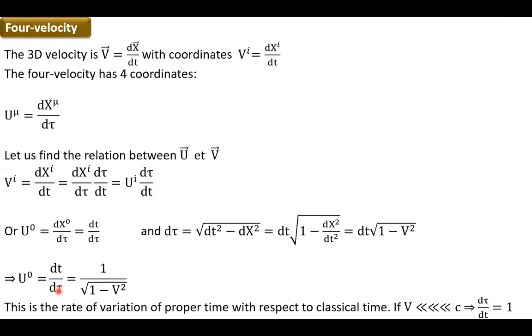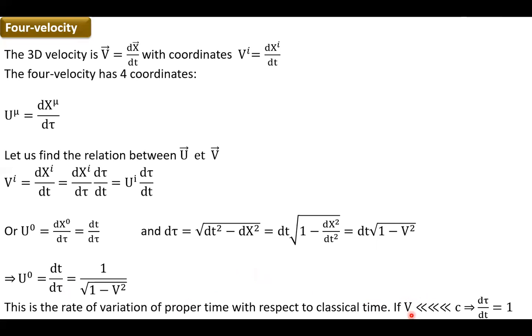of proper time tau. So u0 is the rate of variation of time when you go from r to r prime or from r prime to r, etc. It gives you the rate of change, the rate of variation of time.